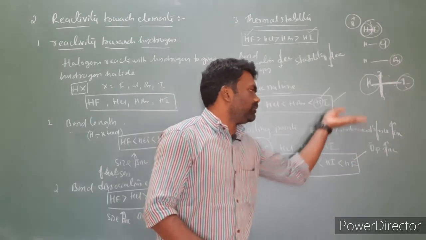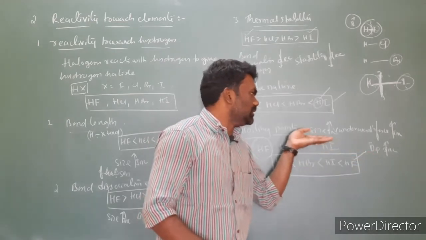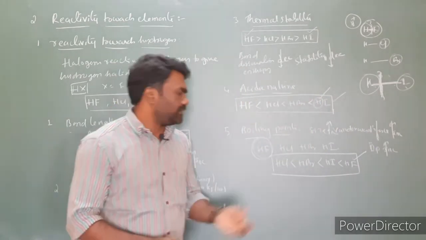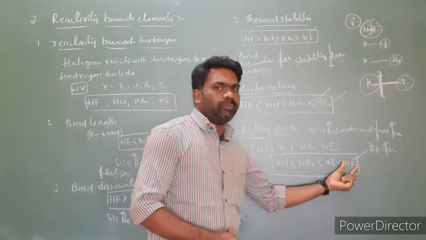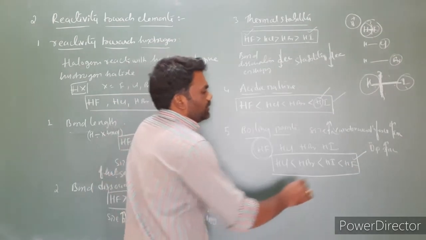Size increases, van der Waals force increases, boiling points and melting points increase. Here I am talking about boiling points. Size increases, van der Waals force increases, and boiling points increase. But HF has a high boiling point. According to this concept, it must be low. But the reason is hydrogen bonding.